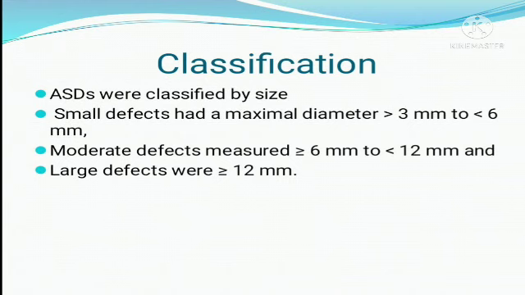So a small defect has a diameter between 3 to 6 mm, moderate is 6 to 12 mm, and if it is more than 12 mm, we can call it a large defect.